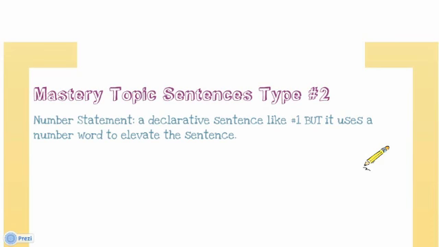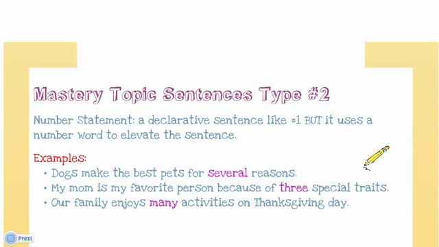The next type of sentence we're going to talk about is the number statement. Remember, this is the one where I said you would have a word bank if you needed it. And this is very similar to the first sentence we looked at, but it uses a number word to elevate the sentence just a little bit more. So instead of just saying dogs make the best pets, you would say something like dogs make the best pets for several reasons. Or instead of just saying my mom is my favorite person, you say my mom is my favorite person because of three special traits. So you notice you're just elevating it just a little bit, adding in a few more words, expanding on the sentence a bit, and just making it a little bit better.